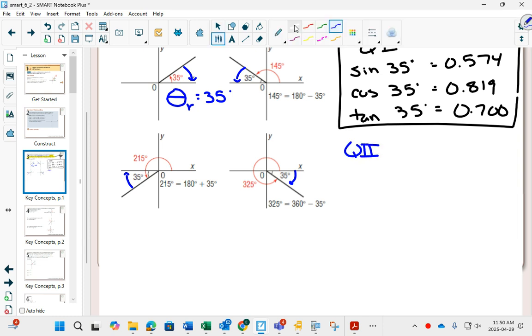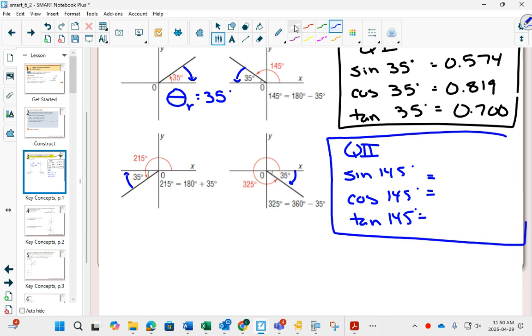I'm going to go to my calculator, and I'm going to see what I get if I did 145 degrees for sine, cos, and tan. What walks around quadrant 2? Take out your calculators. Type these in. Tell me what you get, and then tell me if you see anything fascinating or interesting as a result.